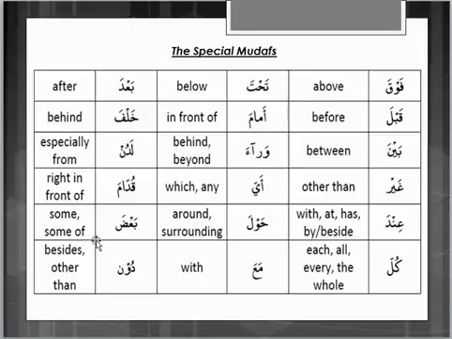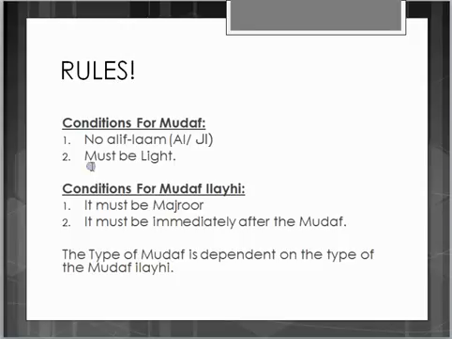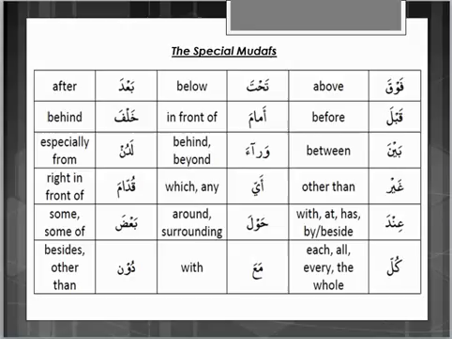Besides of, some of. That is why these are the only mudafs who, when we translate them, will be following the same rules. No alif lam, must be light, must be majrur immediately after the mudaf. The only difference is they will not give the meaning of, and you don't have to do anything, because if you memorize these words, you will know yourself, hey, this does not have any of. Okay, we'll learn more examples later. Since it's an easy course, I have to keep it easy, or otherwise people will call me crazy.